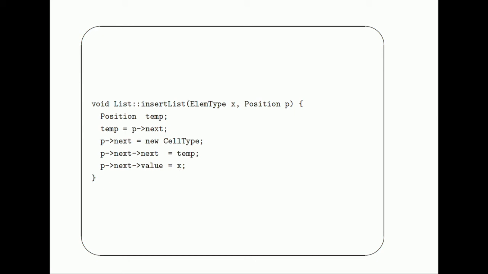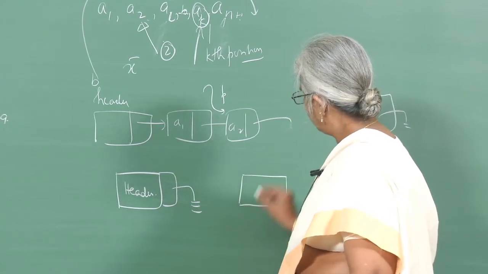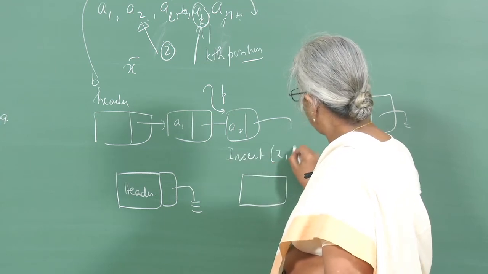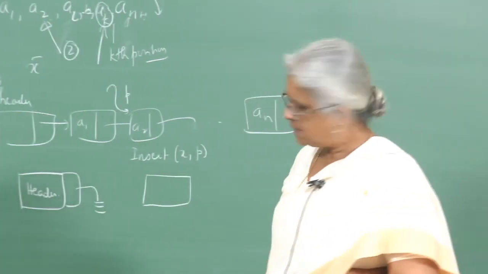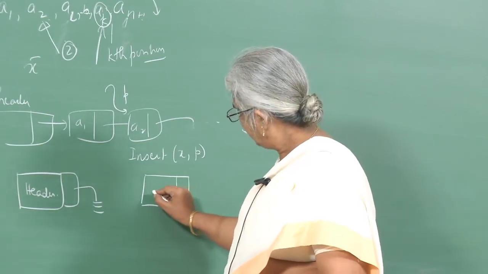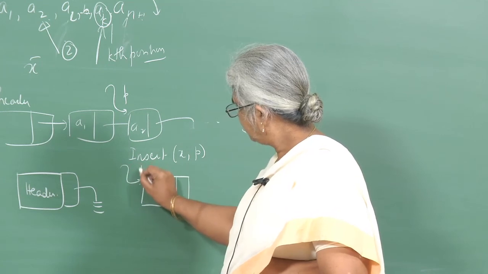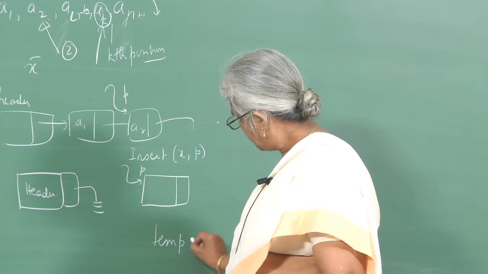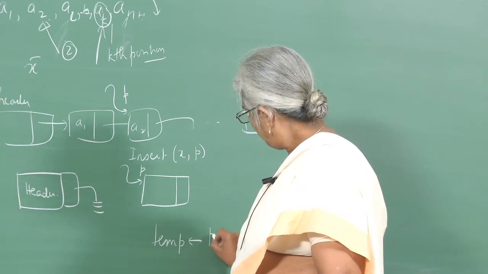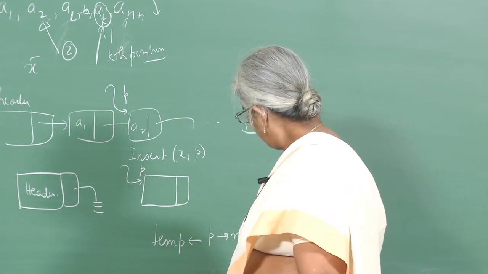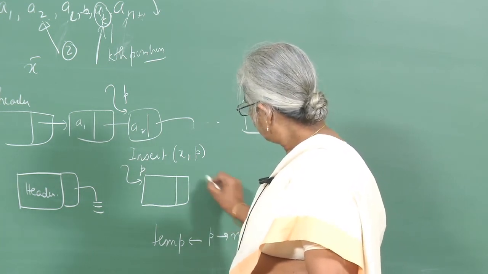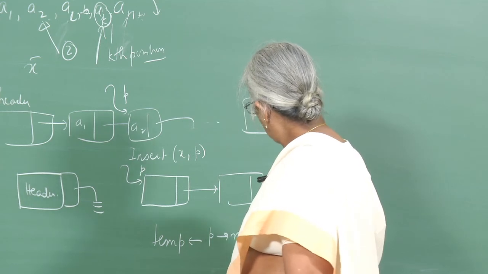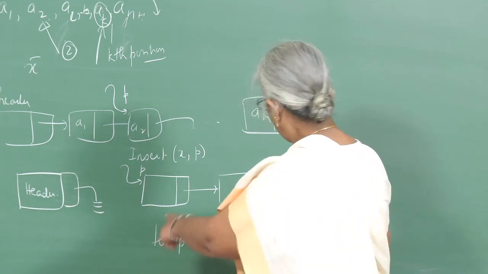If I want to do it pictorially, there is an insert here, x at position p is telling me. So let us say this is position p. What we do is, we assign temp, I store in this p pointer next. Then we create here, so that means this is a list which was like this, and so on, some set of elements were there. I wanted to insert it over here.